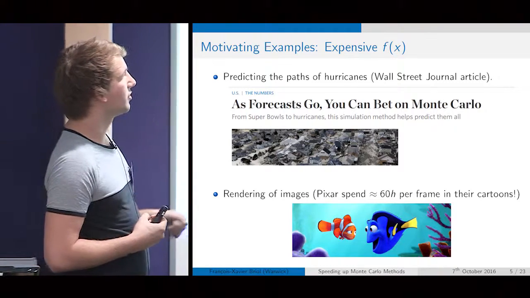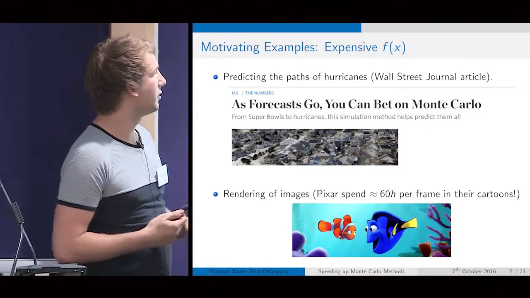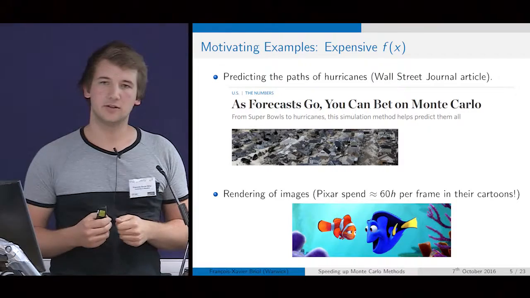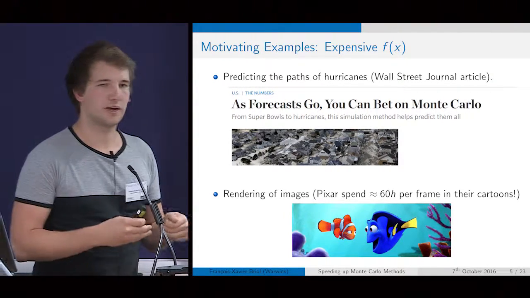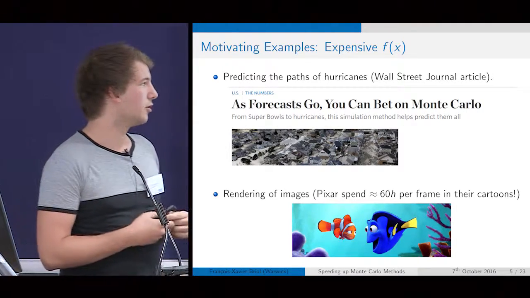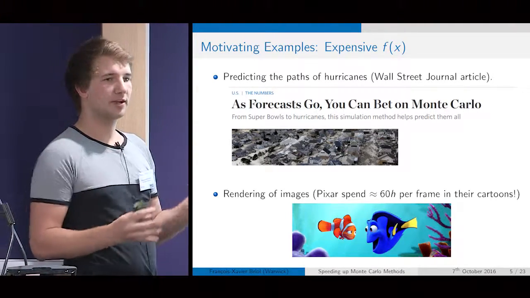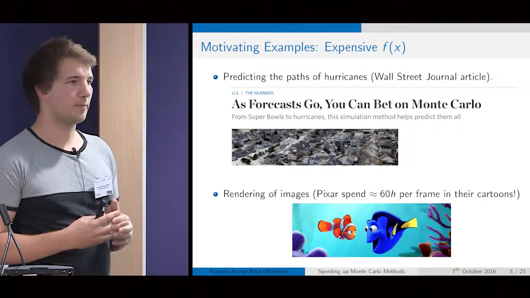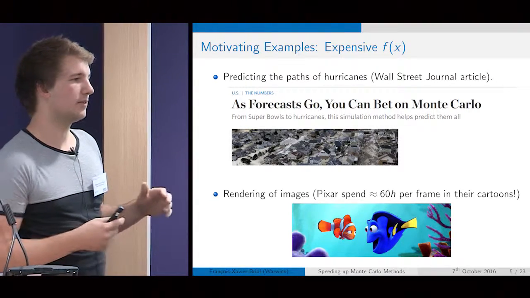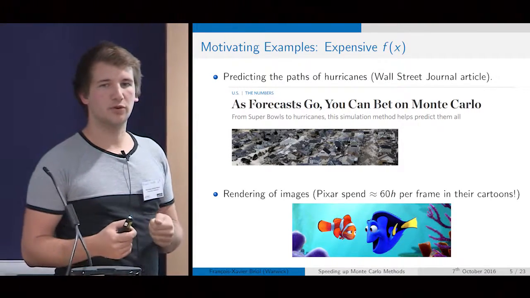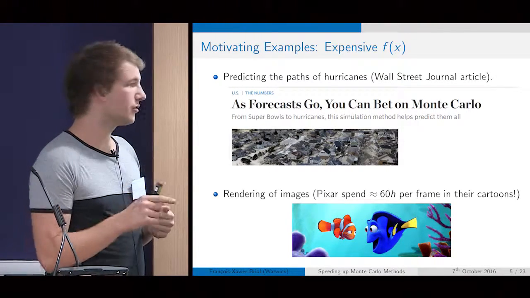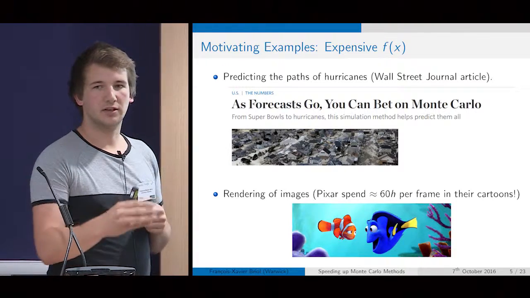So there's this Wall Street Journal article that came out a few weeks ago that explains how you can use Monte Carlo methods to predict what's going to happen with hurricanes. So you might have a very complex model of the weather, and you might know where your hurricane is currently. So something you might want to do is simulate from this model to try to predict where it's going to be in 2 days, say.